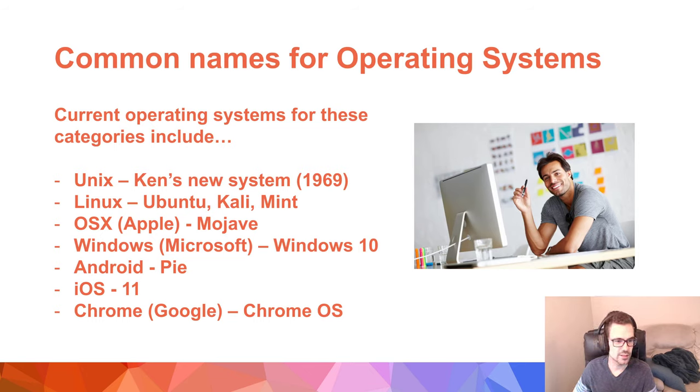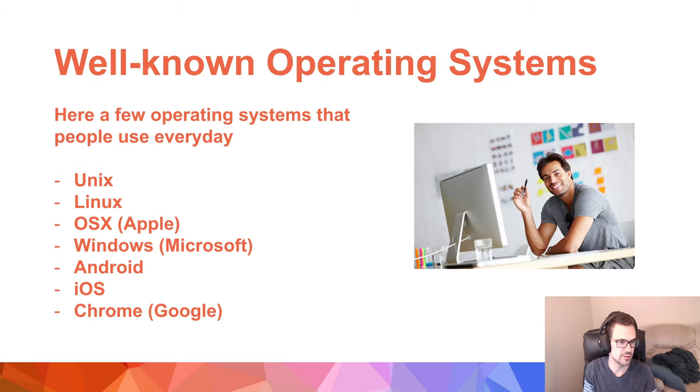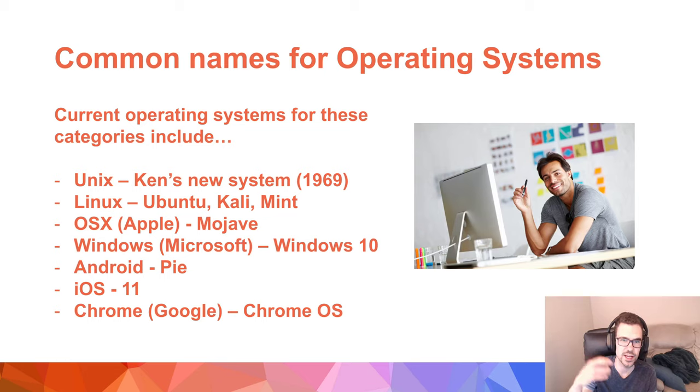Next, we have some common names for operating systems. Some of these are outdated because some of them are obviously not used anymore. But Unix, Ken Thompson's system, 1969, that's when that system was developed. Linux, you have Ubuntu, Kali, Mint. OS X, maybe it's called Mojave, or whatever brand or title they're on. Windows, Windows 10, getting specific. Android, Pie. They have specific names for iOS 11, 12, 13 as they count up. Chrome, Chrome OS. So whenever you're talking generally about the terms Unix, Linux, OS X, Windows, Android, iOS, Chrome, you can be specific and get into each little niche, if that makes sense, with operating systems. So that's something to know.